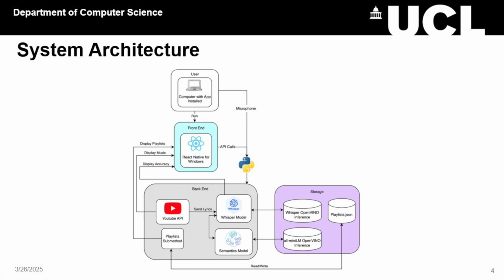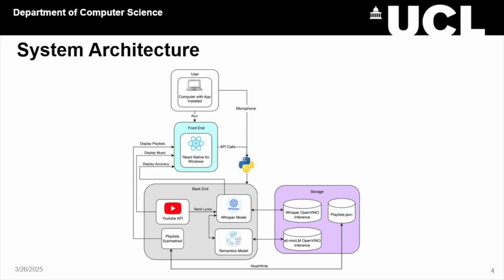The front end runs the back end through API calls, which has access to the storage where the OpenVINO models are kept, as well as the playlist. The back end serves API endpoints where the Whisper model, the semantics model, the YouTube API, and the playlist methods can be accessed and manipulated.